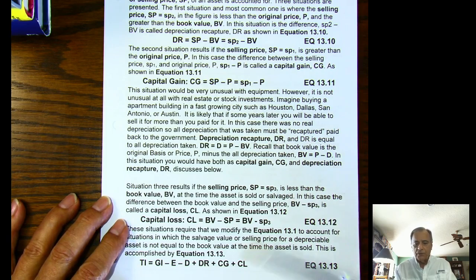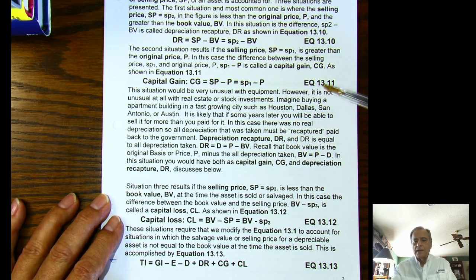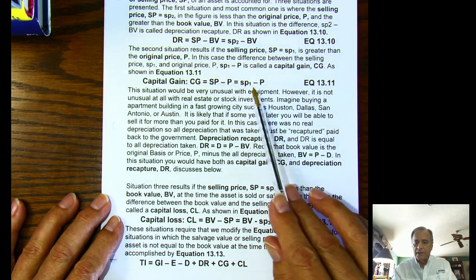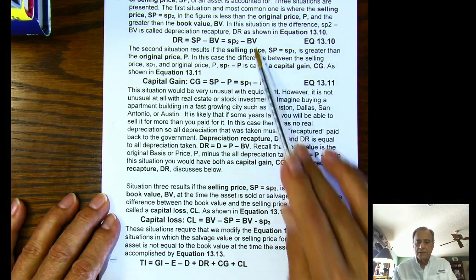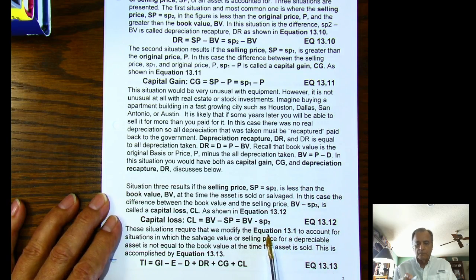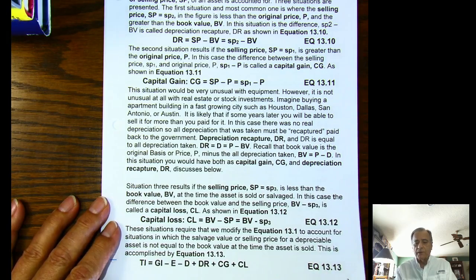You can't have all three of these. You could have just this one, depreciation recapture, or you could have this and this. That's a possibility. If you have this, you always have this. So you could have this only, or this and this, or just this. The capital loss is basically a negative number, so that's going to subtract from your depreciation.